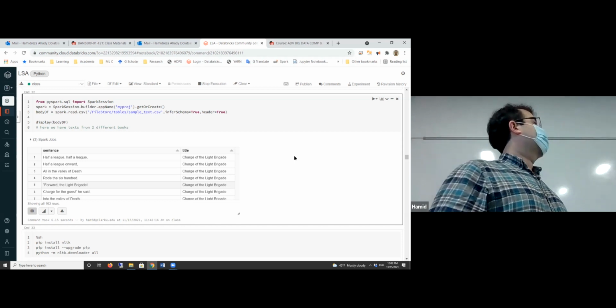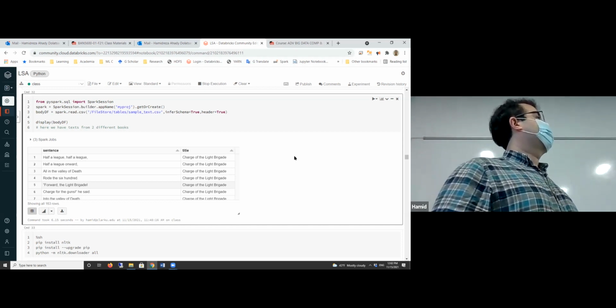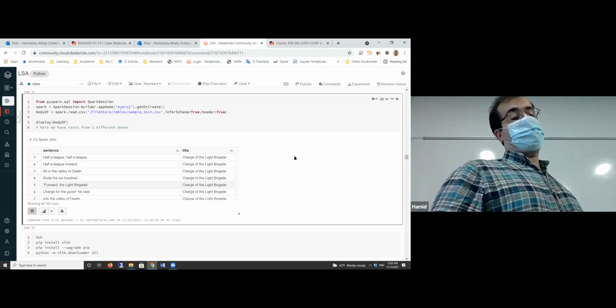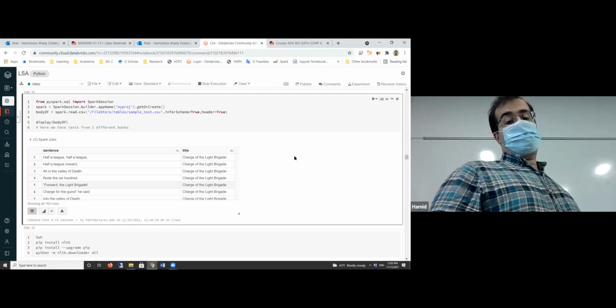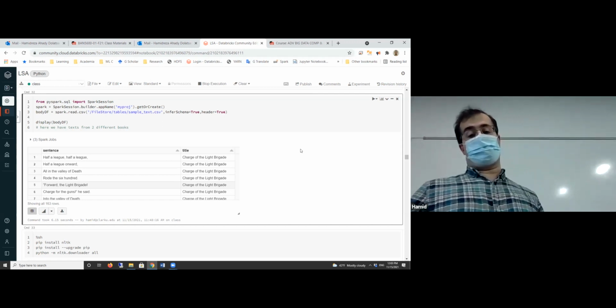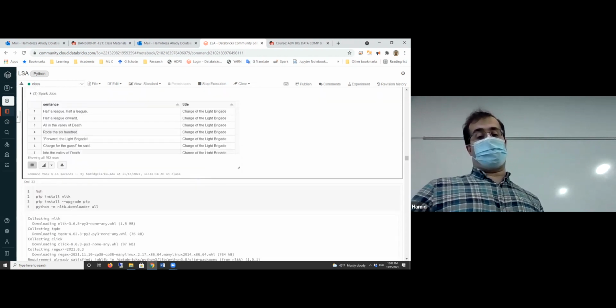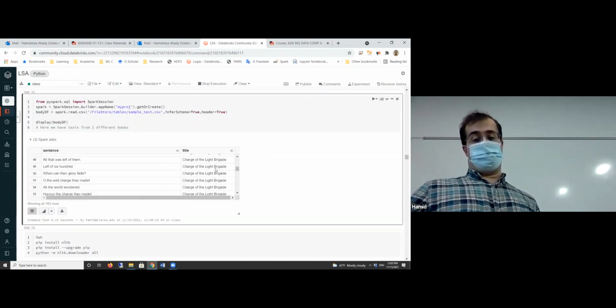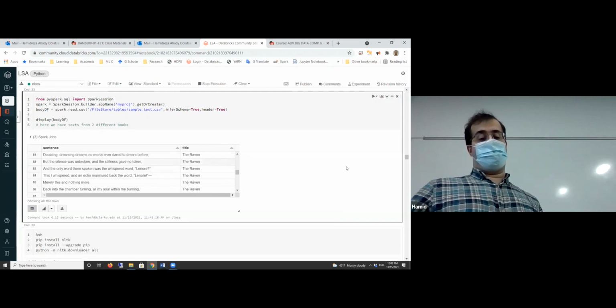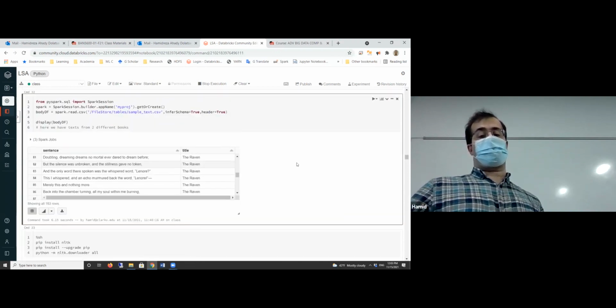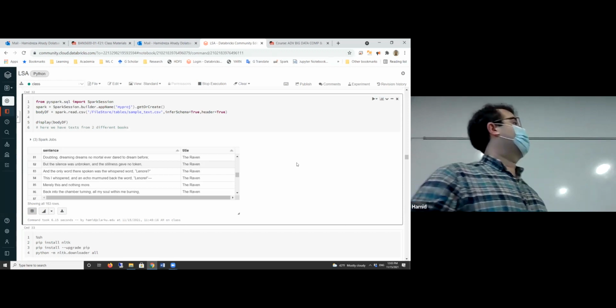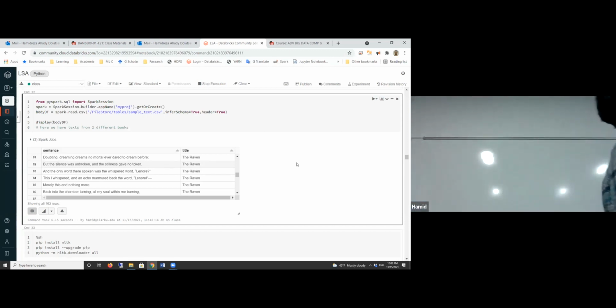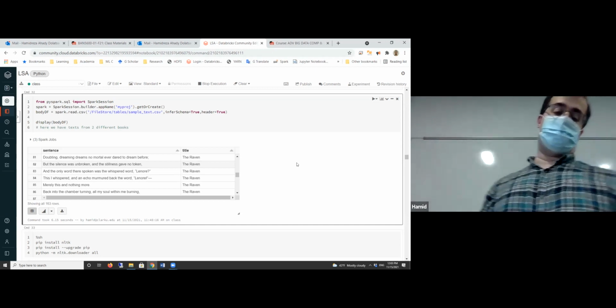Okay, so in this session, we have a data frame. It has two columns. The first has some sentences, and the second is the book from which those sentences are acquired. So one of them is Charge of the Light Brigade, and another one is the Raven. So we do some text mining specific functions.